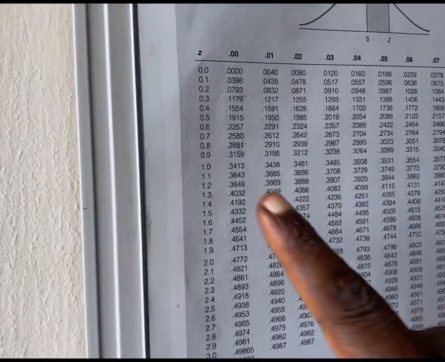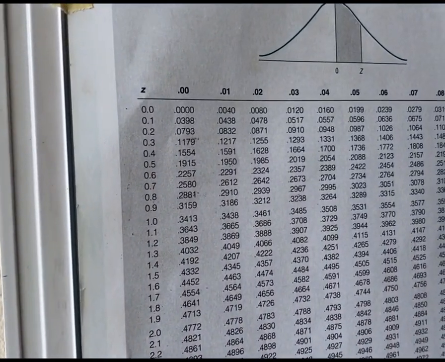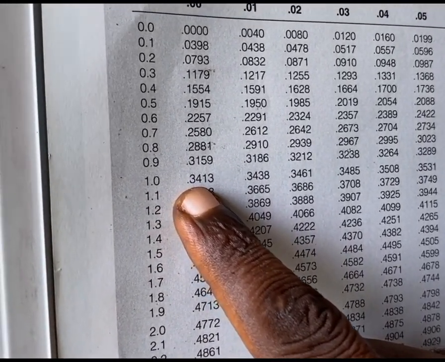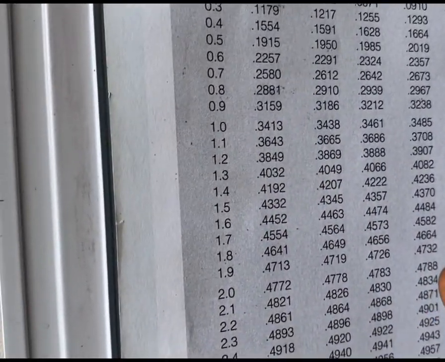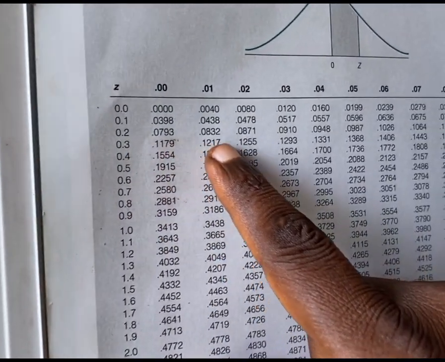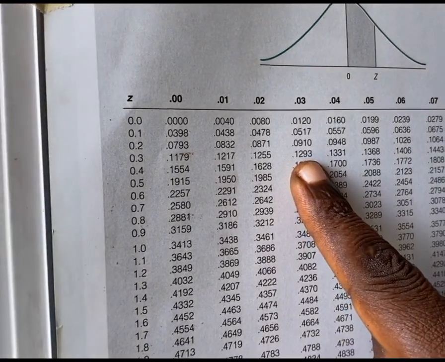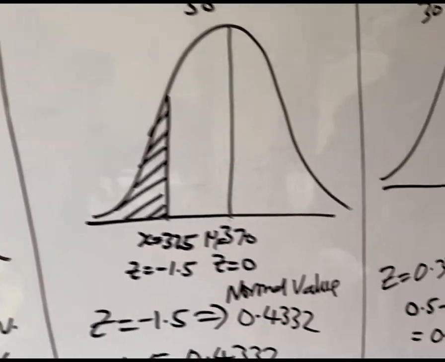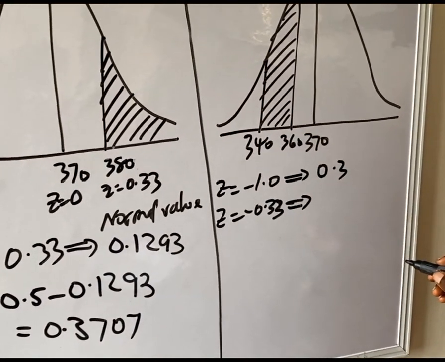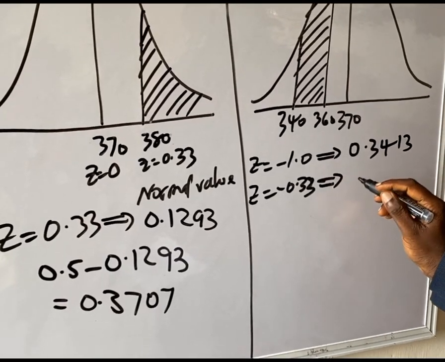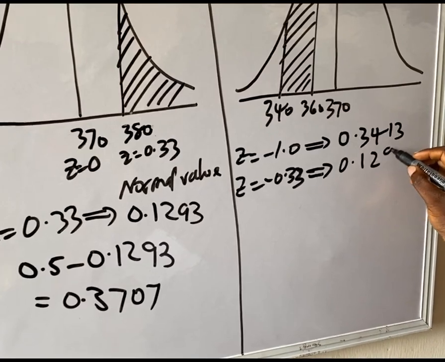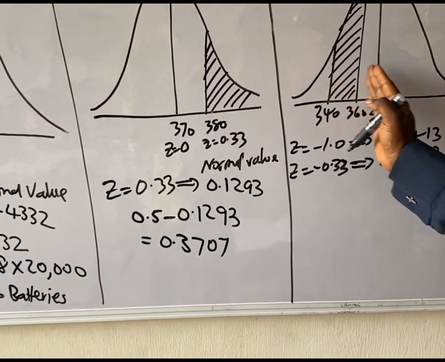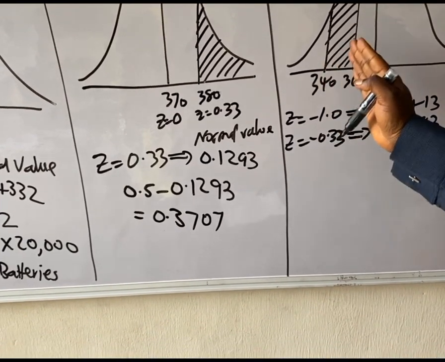We're looking for minus 1.0, I beg your pardon. That's 1.0. That will give us 0.3413. And the second one is 0.3 under 3. That's 0.1293. Let's now write these values here. So this is 0.3413, and the other one is 0.1293. As I told you, since both of them are on this side of the distribution curve, you will deduct the smaller from the bigger one.